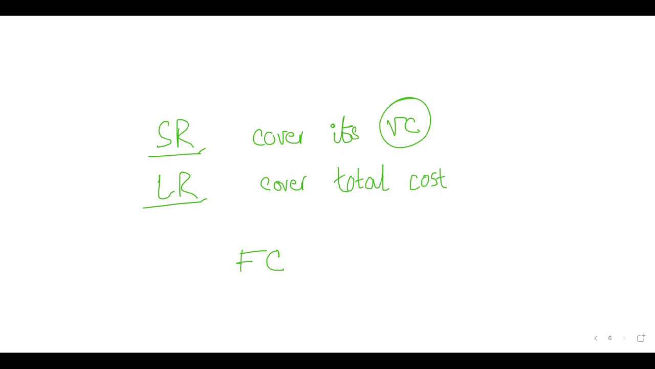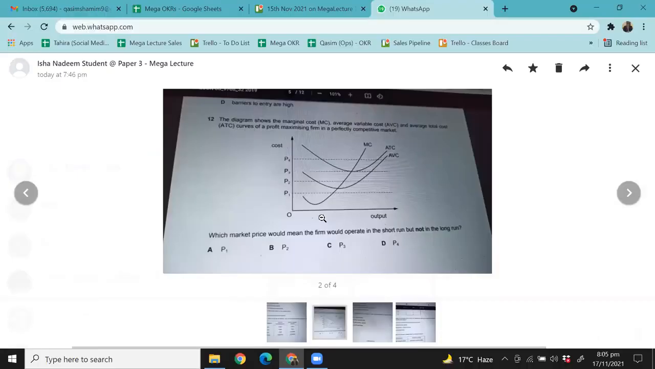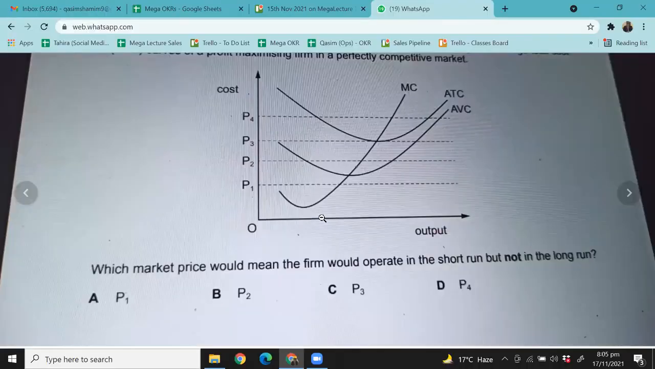Now, coming back to the question, think about this, students. If the price level is P1, then at P1 you are neither covering your variable cost nor your total cost. So you will never operate at P1.